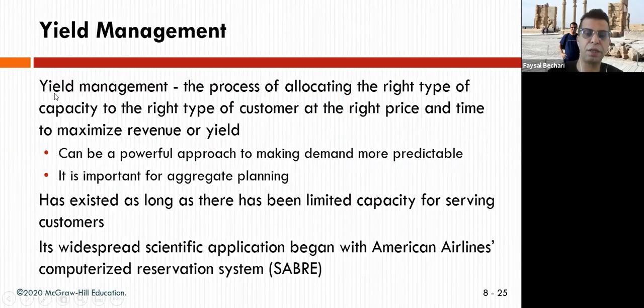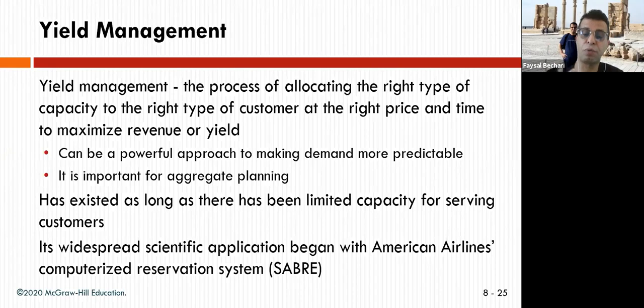Now, yield management is usually the process of allocating the right type of capacity to the right type of customer at the right price and time to maximize revenue or yield. So what's involved is the right type of capacity to the right type of customers, at the right price and the right time.